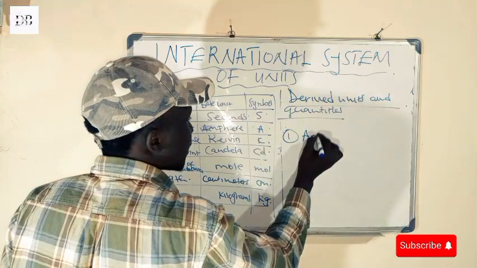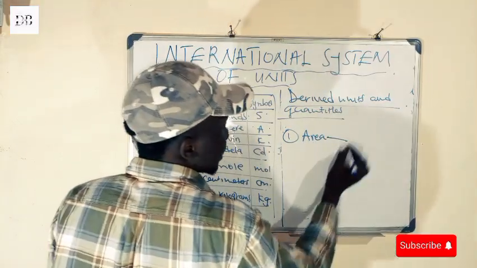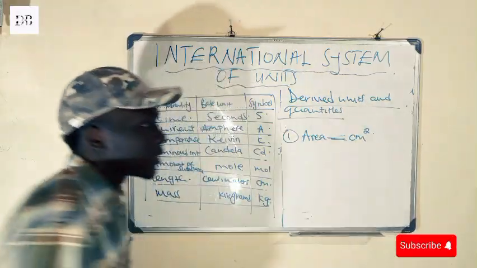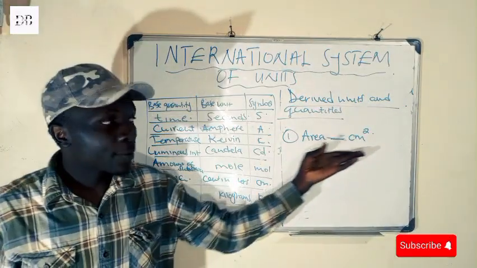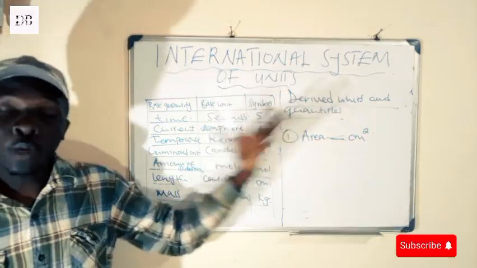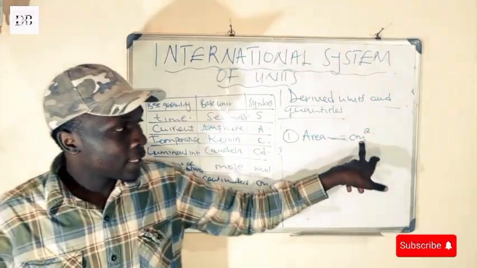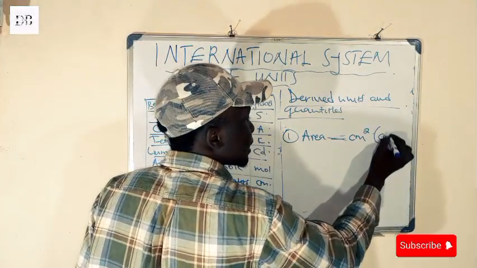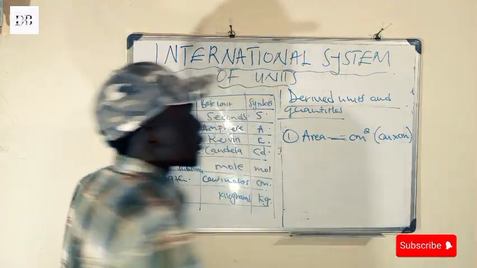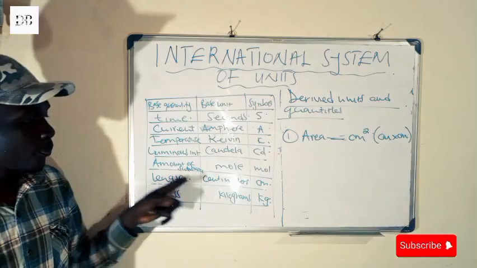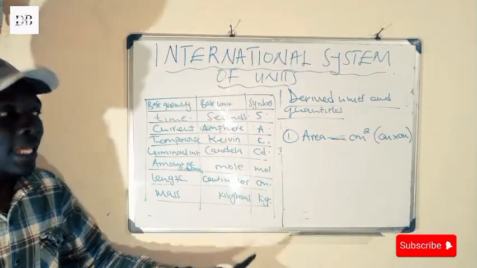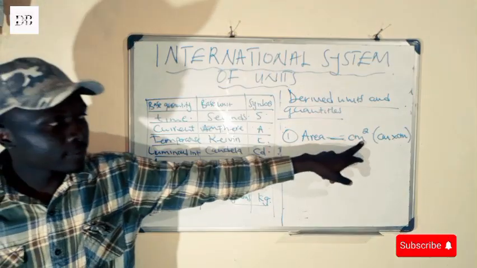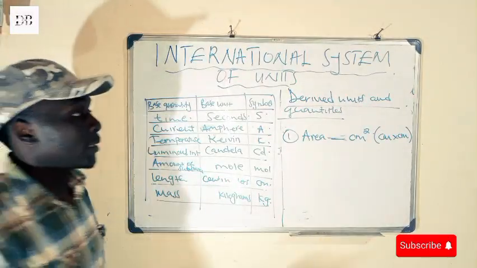Number 1, we have area. Area is measured in centimeters squared. We can see that this is a derived unit or quantity because this centimeter squared means that you multiplied centimeters times centimeters. So you obtained 2 base units and then you formed a derived unit. That is the SI unit for area.